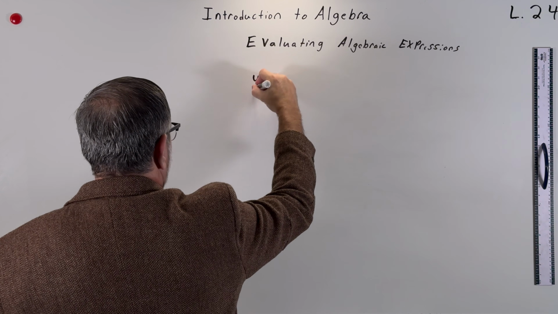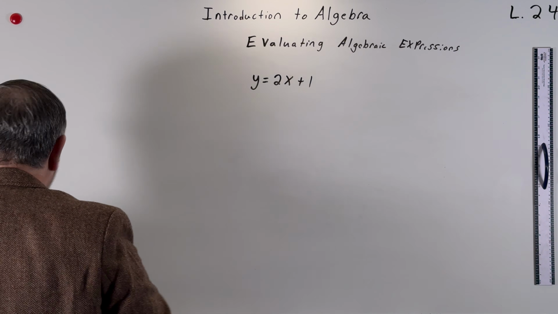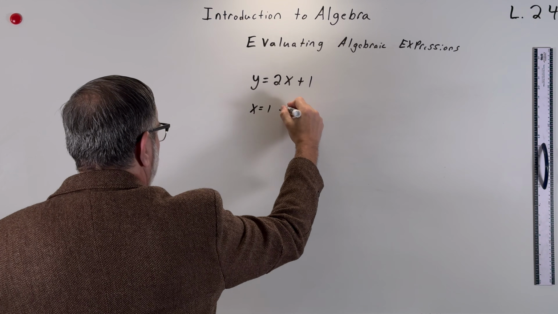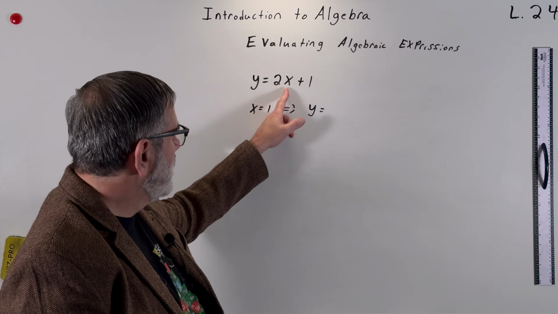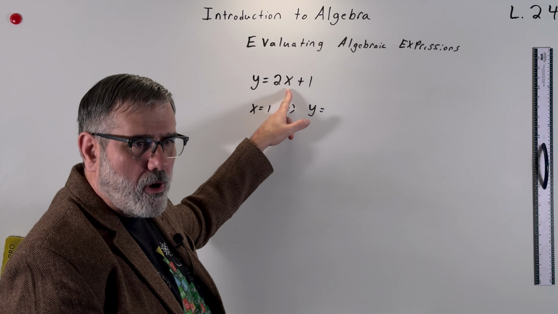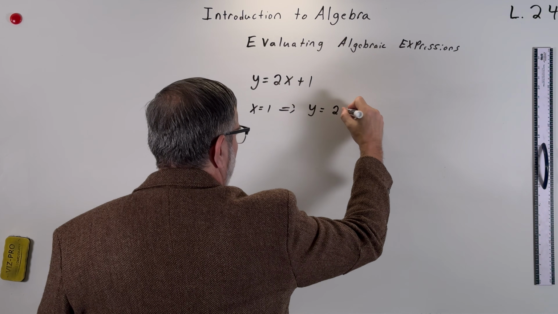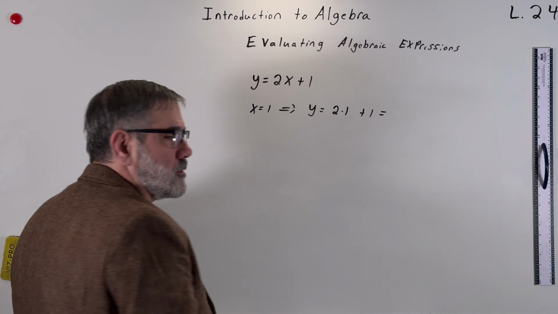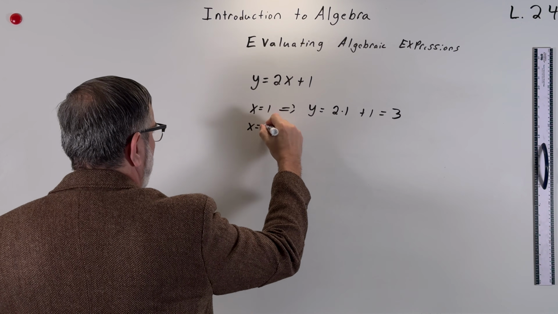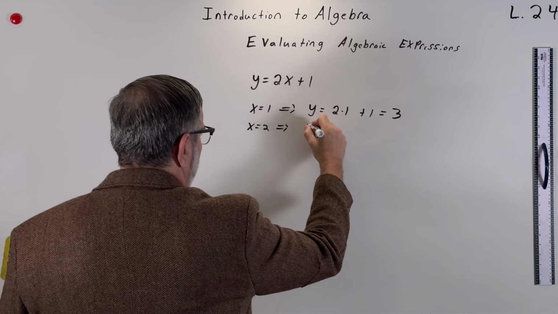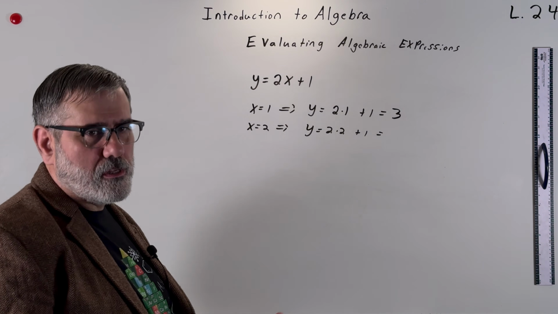Let's go back to our favorite equation we had at the beginning, y equals 2x plus 1. If x is equal to 1, what is y equal to? Well, all we have to do is replace, in the phrase 2x plus 1, the x with the value 1. So y is equal to 2 times 1 plus 1. Well, 2 times 1 is just 2, and 2 plus 1 is 3. What if x is equal to 2? Well, then y would be equal to 2 times 2 plus 1. 2 times 2 is 4, plus 1 is 5.